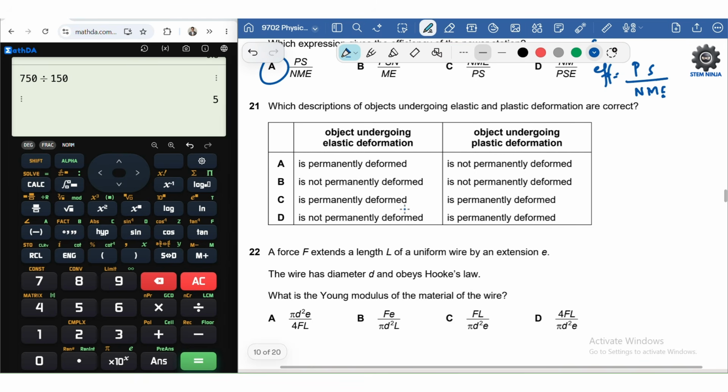Which descriptions of objects undergoing elastic and plastic deformation are correct? Elastic deformation is permanently deformed? No. Is not permanently deformed? Yes. Now let's see on the other side. Is not permanently deformed? No, they are permanently deformed. So these two are correct. So the only option where they're both matching is D.